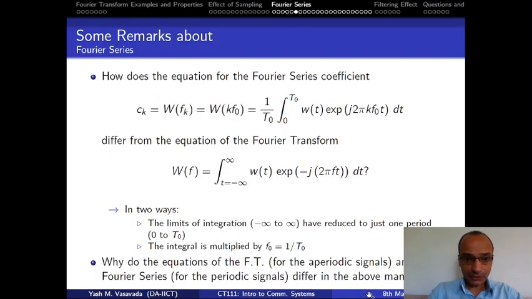Okay, so we were talking about the Fourier series formula, and specifically why the equation for calculating the Fourier series coefficients differs from the formula for the Fourier transform. And we saw that they differ in two ways. One is the limits are changing. They become 0 to t naught, where t naught is the period in seconds. And then you multiply the integral with 1 over t naught.